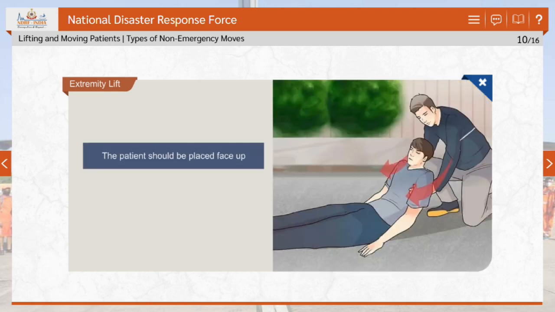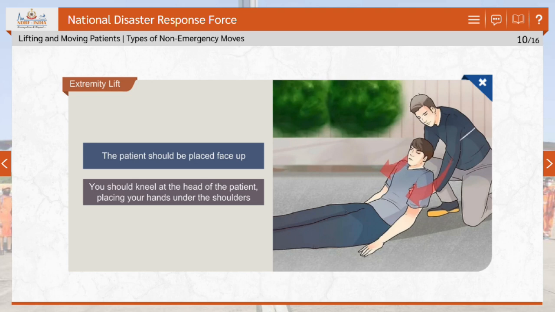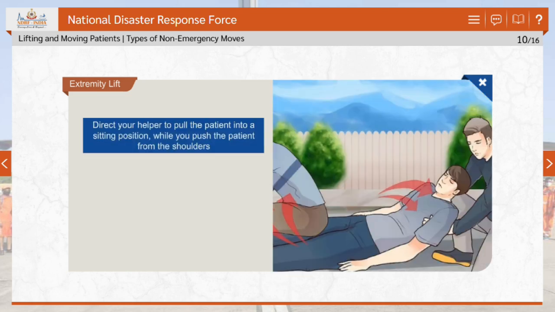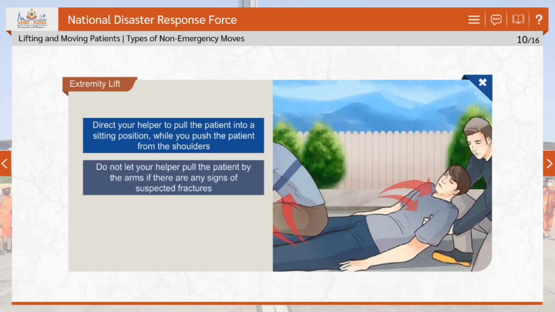The patient should be placed face up, with the knees flexed. You should kneel at the head of the patient, placing your hands under his or her shoulders. Have your helper stand at the patient's feet and grasp his or her waist. Direct your helper to pull the patient into a sitting position while you push the patient from the shoulders. Do not let your helper pull the patient by the arms if there are any signs of suspected fractures.